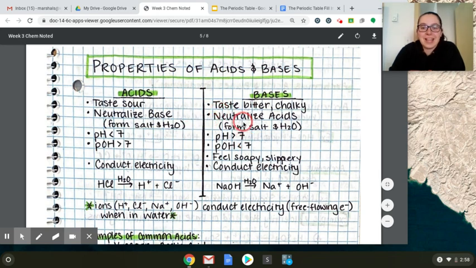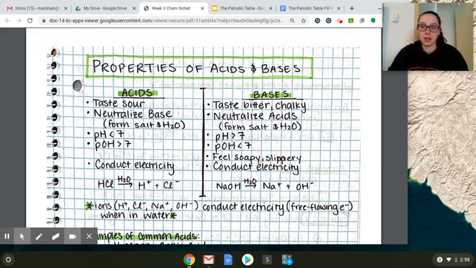They neutralize acids. They have pHs of greater than 7, pOH less than 7. So remember, pH is measuring how much of an acid it is. And because bases aren't acids, they have pHs of higher than 7. pOH is measuring how much of a base it is, and it has pOH of less than 7 because bases are basic. They also feel pretty soapy and slippery. So common household cleaners feel soapy and slippery because they are bases.